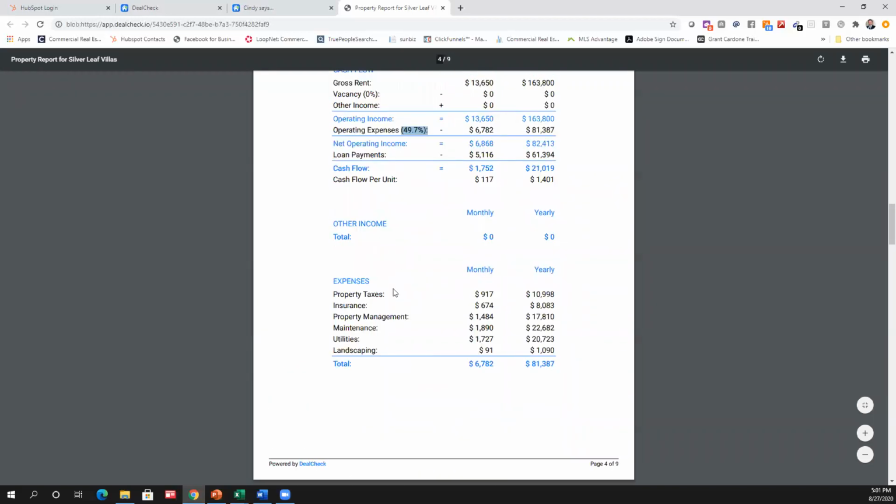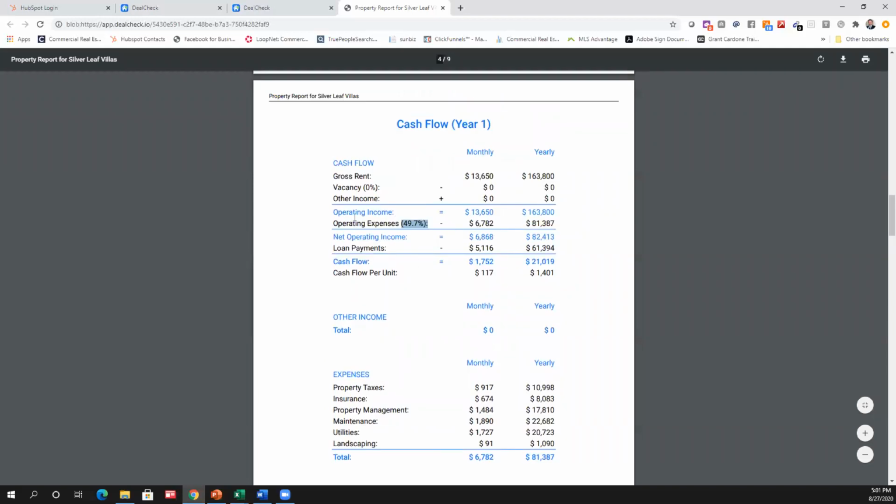And here it is. So again, gross rent 163. Your operating expenses 81,000. Okay, so your 163 less the 180 leaves you 182. All right, your loan payments, known as debt service, is 61,000.